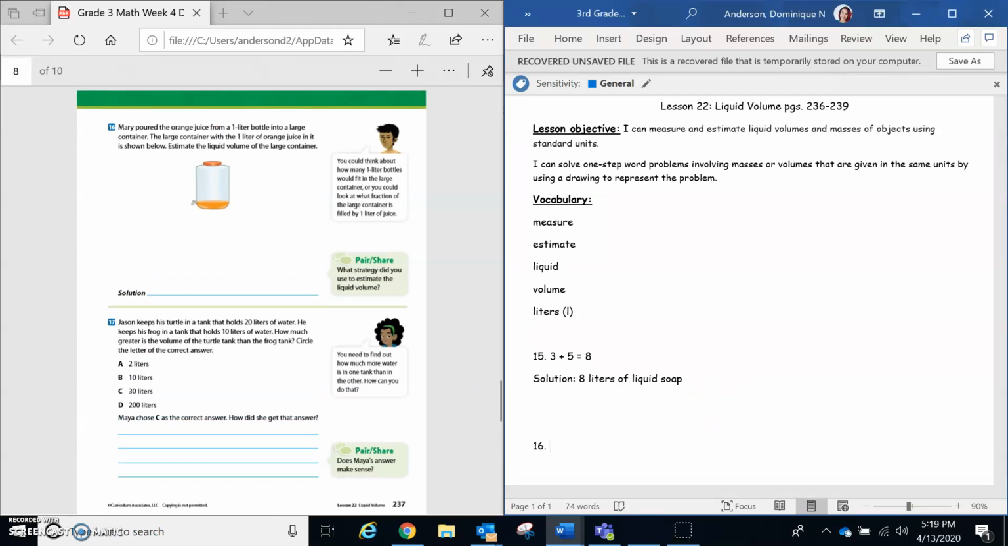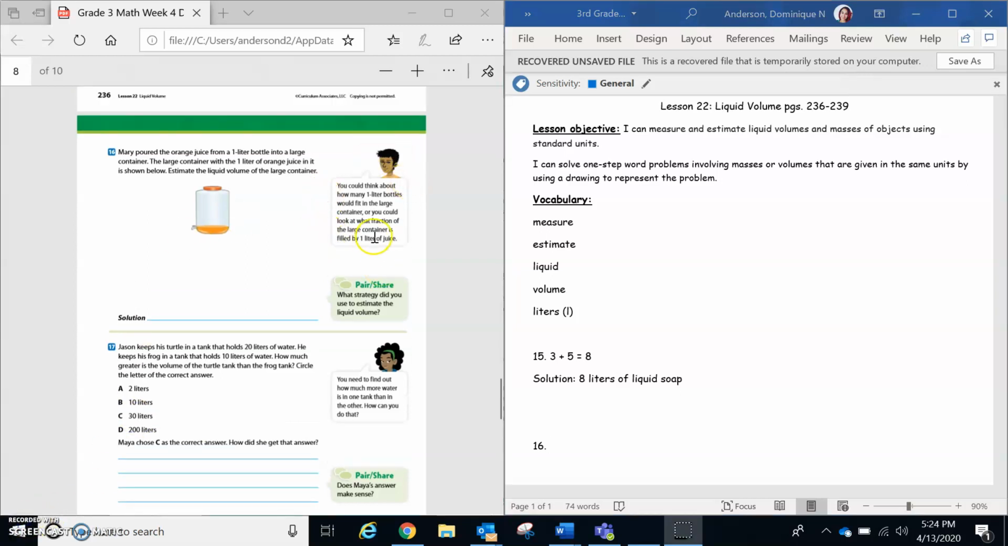All right, 16, it says Mary poured the orange juice from a 1-liter bottle into a large container. So she had 1 liter and she poured that 1 liter into this container here. The large container with the 1 liter of orange juice in it is shown below. Estimate the liquid volume of the large container.